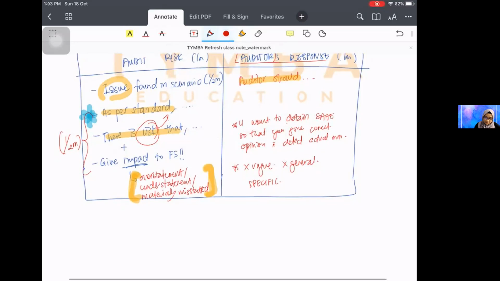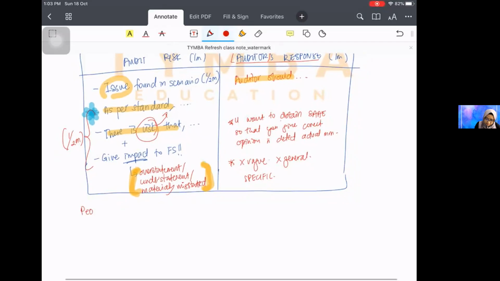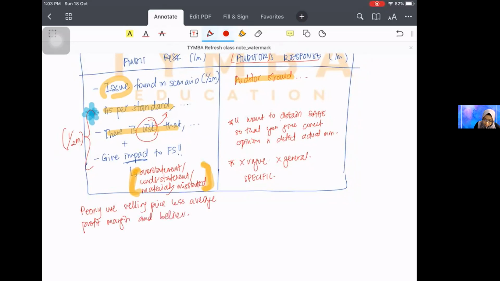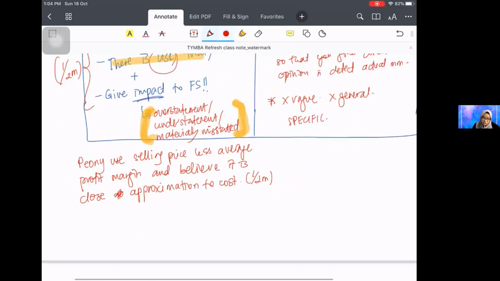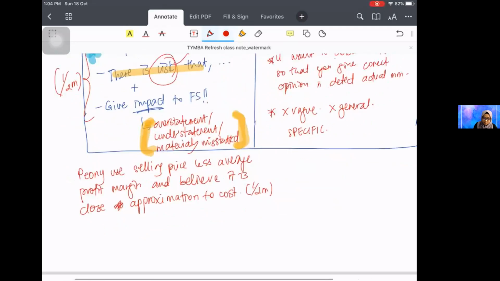Okay, let's just start with the first. Tadi kita kata Pini use selling price less average profit margin and believe it is close approximation to cost. Okay, so you get your first half mark by writing the issue. Okay, then we need to move to the next sentence, as per standard.